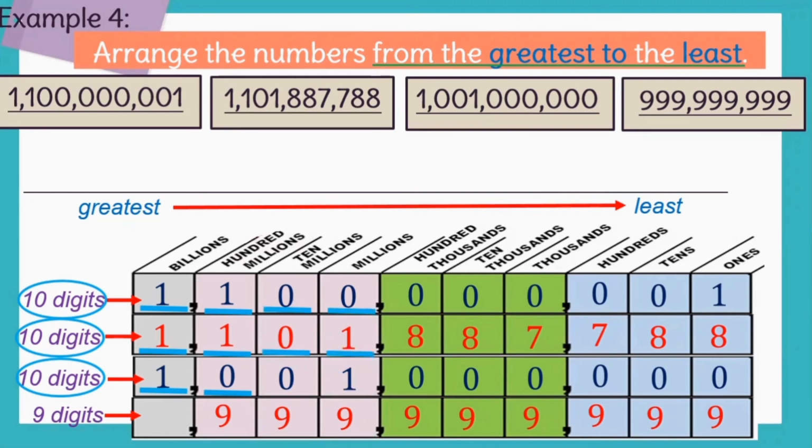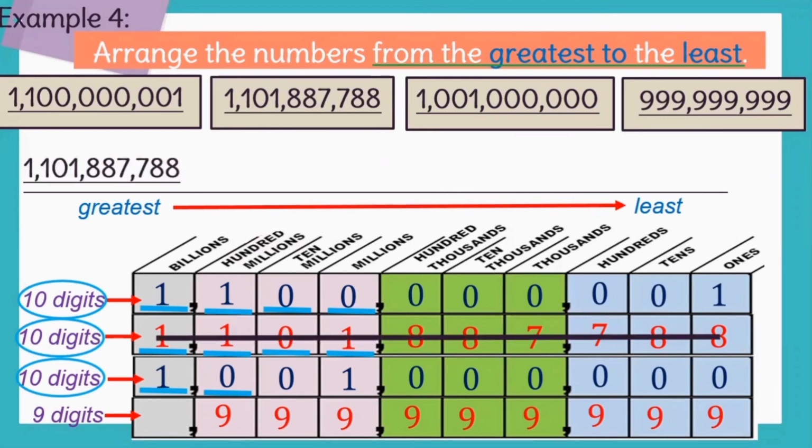Let's move on again to the millions place. We have 0 and 1. So from here, let's stop because they are not the same. We all know 1 is greater than 0, right? Again, 1 is greater than 0. Therefore, this whole number will be the greatest number, 1,101,887,788. So it means the other number will be the second in the line.